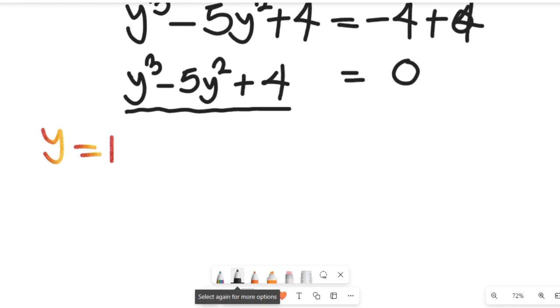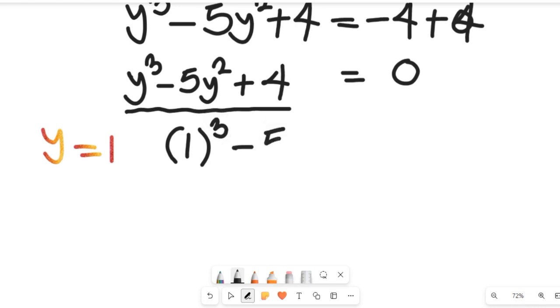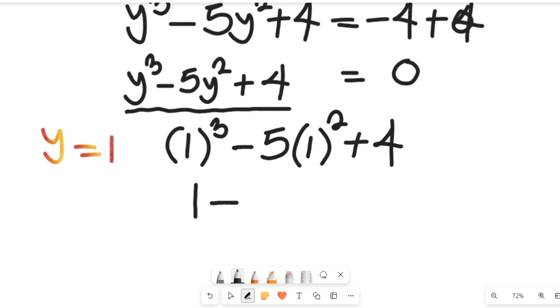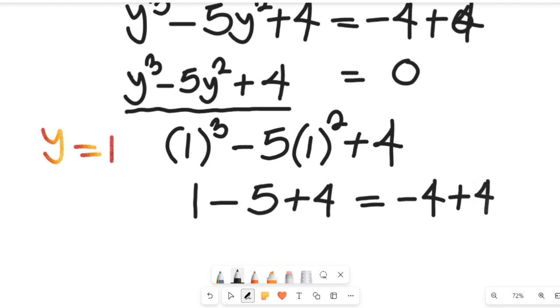If we test for the value of y equal to 1, we'll have 1 to the power of 3 minus 5 multiplied by 1 to the power of 2 plus 4. Now, will this give us 0? Let's see. 1 to the power of 3 will give us 1 minus 5 times 1 to the power of 2. 1 to the power of 2 is 1, times 5 will give us negative 5 plus 4. If you simplify this, it's going to give us negative 4 plus 4, and negative 4 plus 4 is equal to 0.